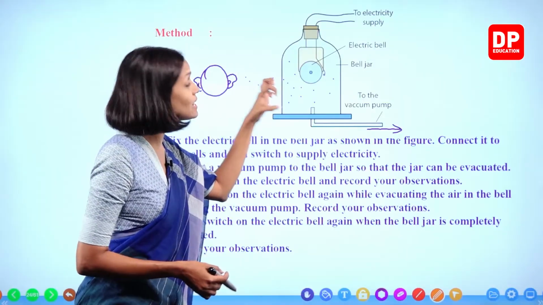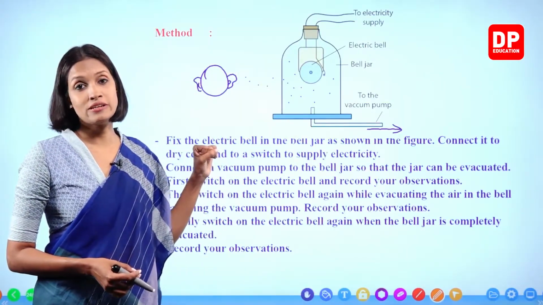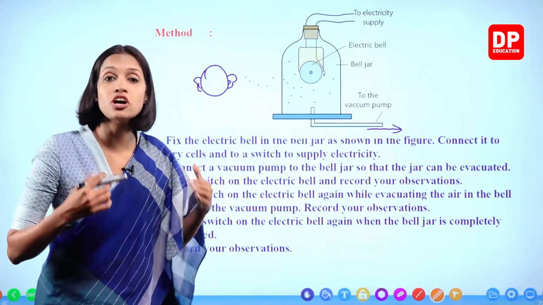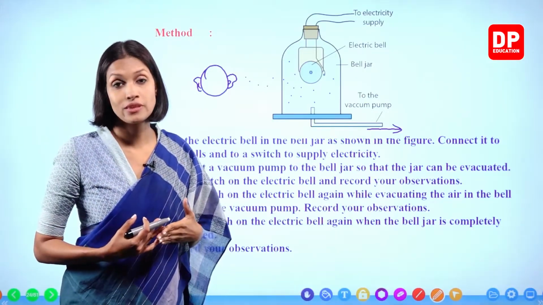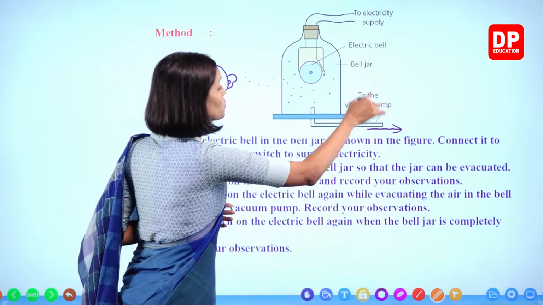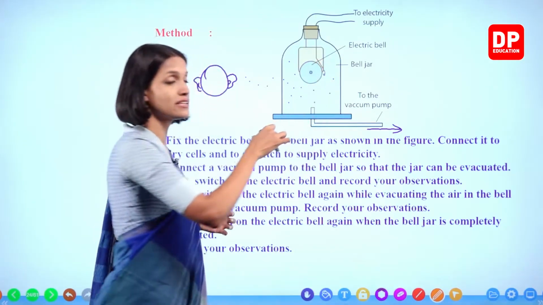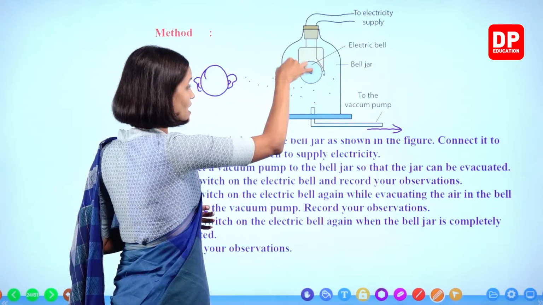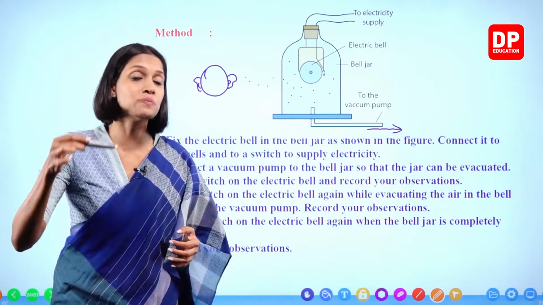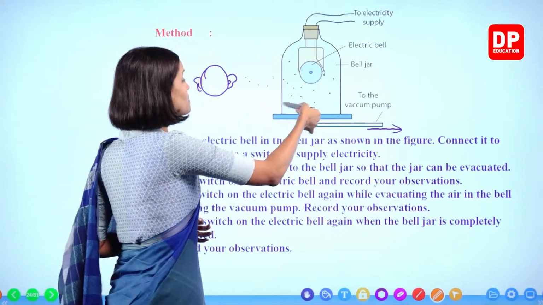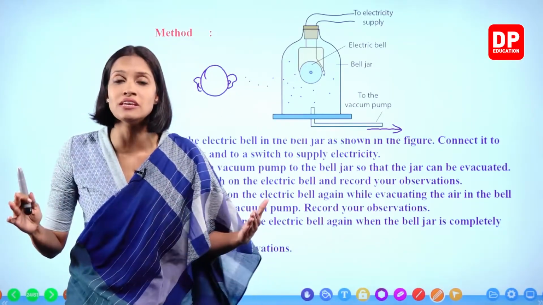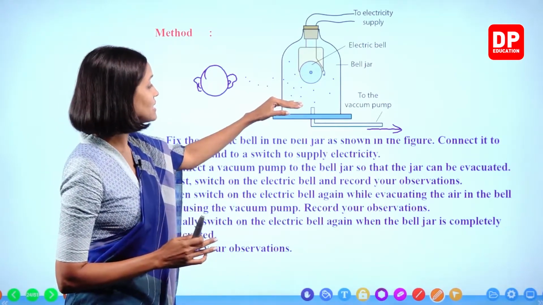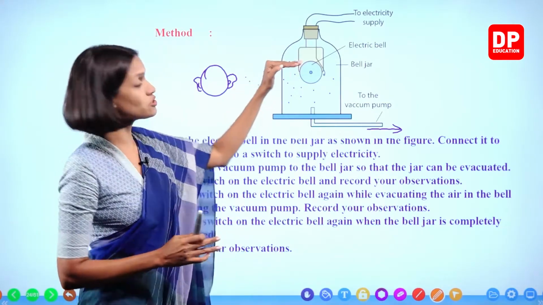Sound needs a medium to travel. Sound does not travel through a vacuum, right? Now when we remove all the air present inside, the bell jar becomes an empty space. This type of empty space without any medium we call a vacuum, right? So it's very clear, sound does not travel through a vacuum.